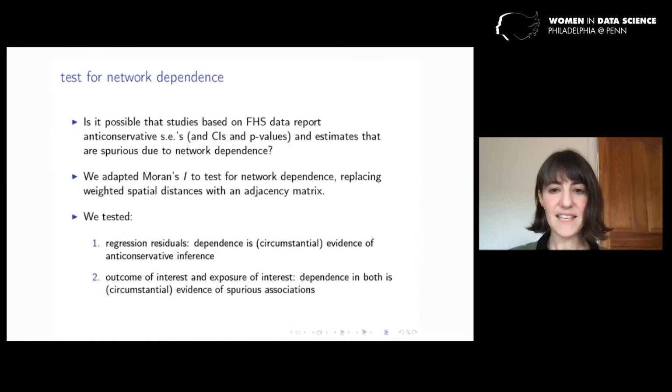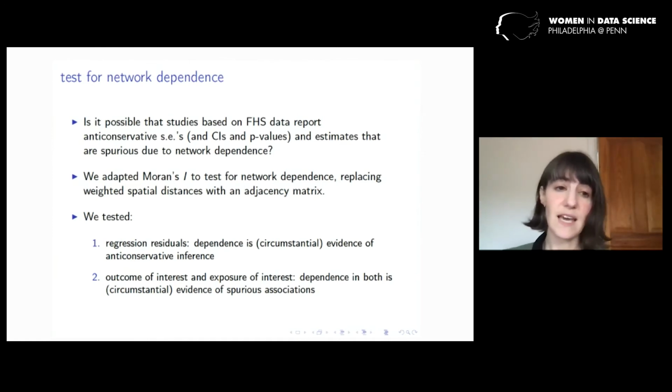Okay, so at this point, I hope I've convinced you that treating dependent data as if they're independent can lead to drawing spurious conclusions, publishing spurious results, which might then fail to replicate. But this leaves open the question, are data from convenience samples like the Framingham Heart study actually dependent in a way that could be problematic? So just because people are connected by social network ties doesn't mean that there's strong or problematic dependence. It also doesn't mean that every variable that we might be interested in would exhibit dependence.